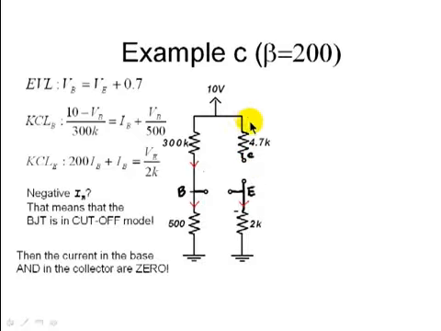And what is the voltage of the collector in this case? Because there is no current in the collector, there is no voltage drop in this 4.7 kilo ohm resistor. VC is just 10 volts. And that is all. The transistor is in cutoff mode. It's working as an open switch.